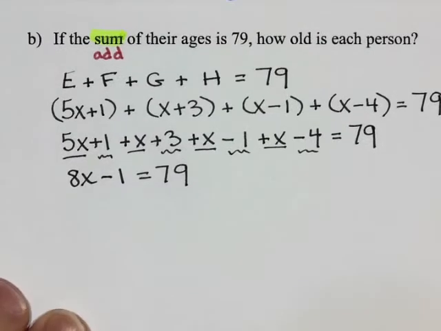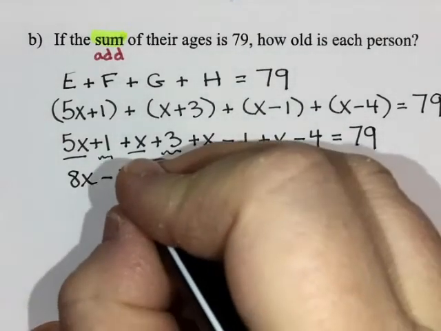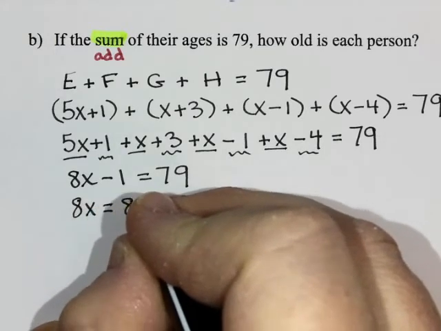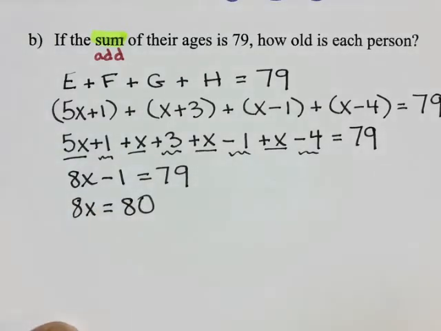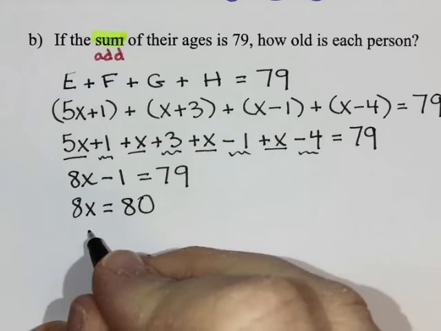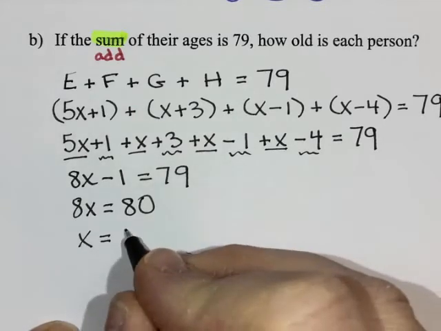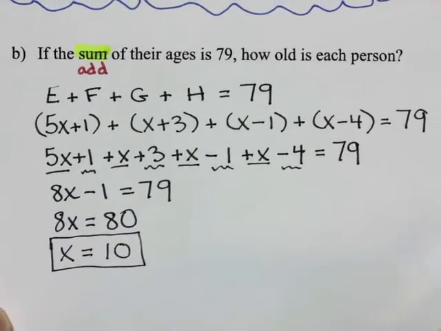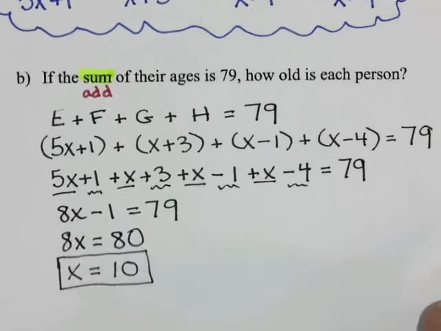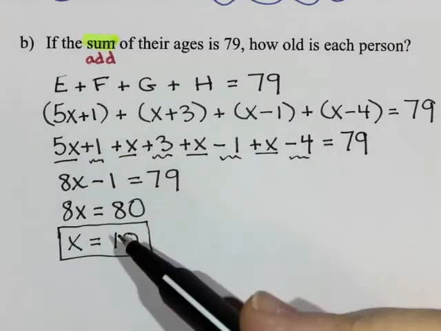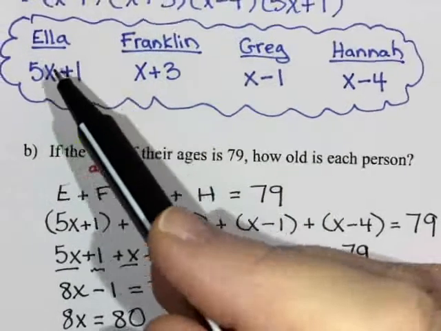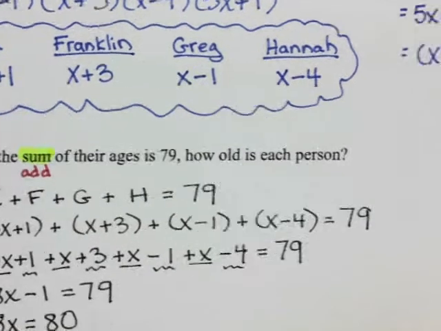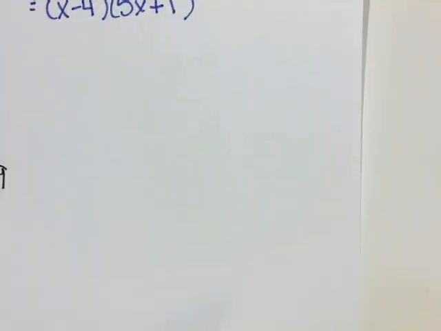And then this is just a grade 9 type of equation. I would add 1 to both sides to get 8x equals 79 plus 1, which is 80. And then I would divide both sides by 8 to get x equals 80 divided by 8, or 10. Am I done the question? Not really. It said how old is each person. So now that I know that x equals 10, I'm going to take the expression for each person and try subbing in 10. I have some space over here, so that's where I'm going to do it.